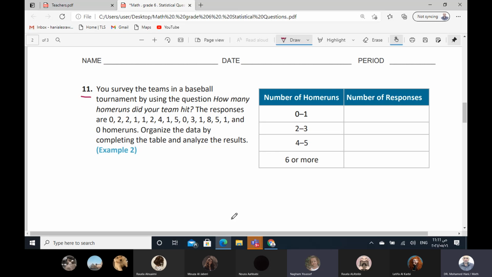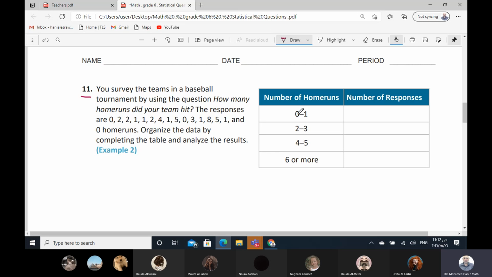You survey the teams in a baseball tournament by using the question, how many home runs did your team hit? The responses are 0, 2, 2, 1, 1, 2, 4, 1, 5, 0, 3, 1, 8, 5, 1, and 0 home runs. Organize the data by completing the table and analyze the result.